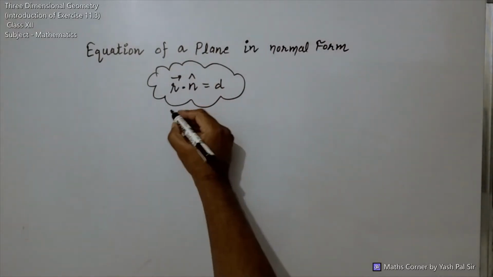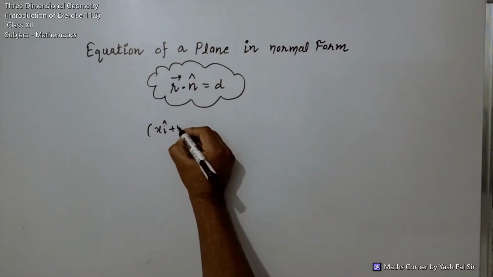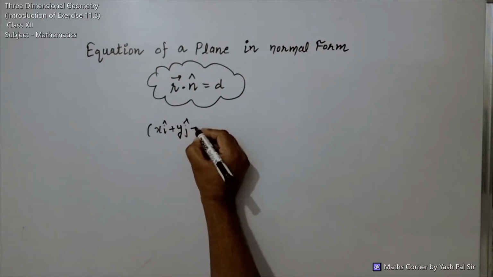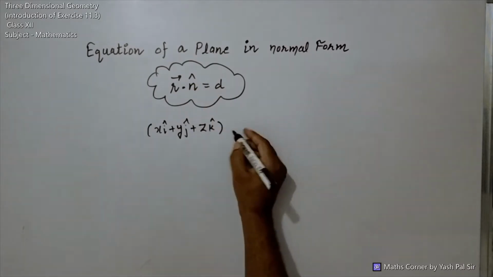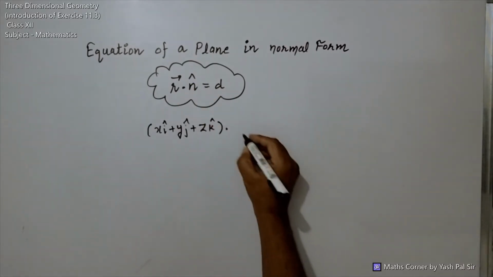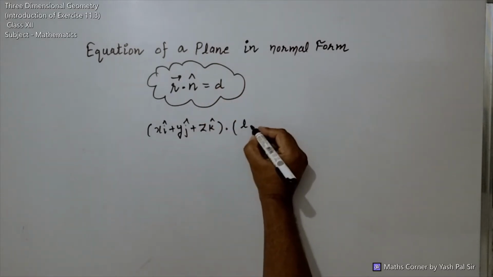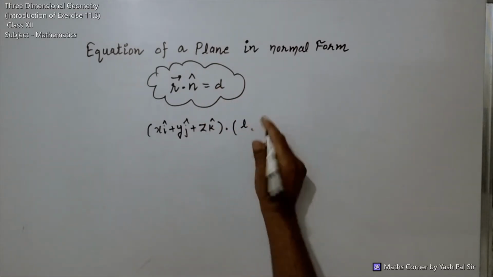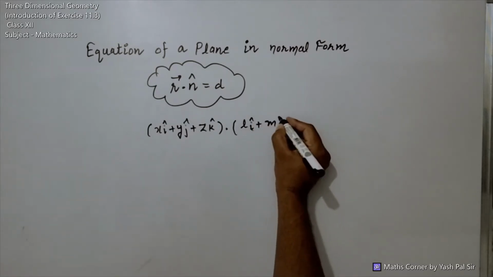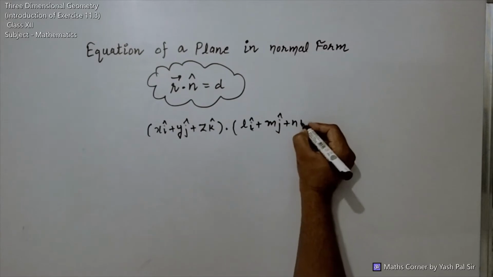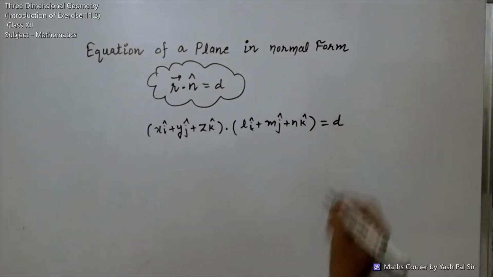Here vector r means xi plus yj plus zk. n represents the unit normal vector, so this is equal to li plus mj plus nk. This is equal to d.